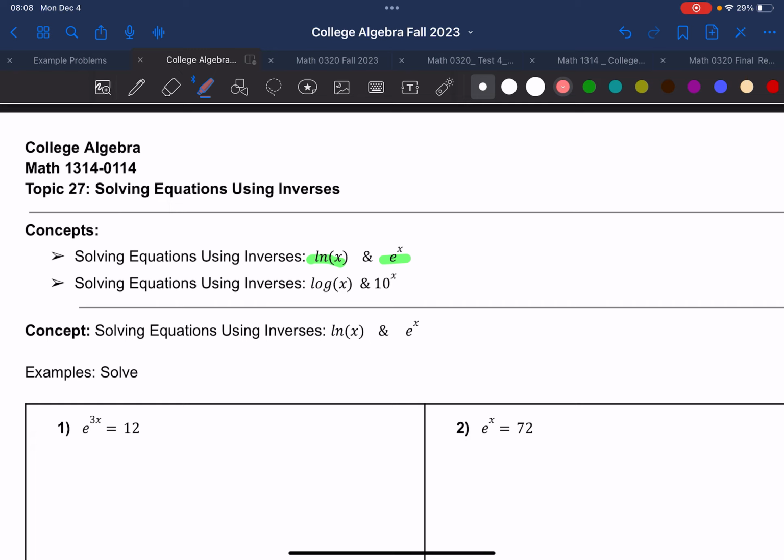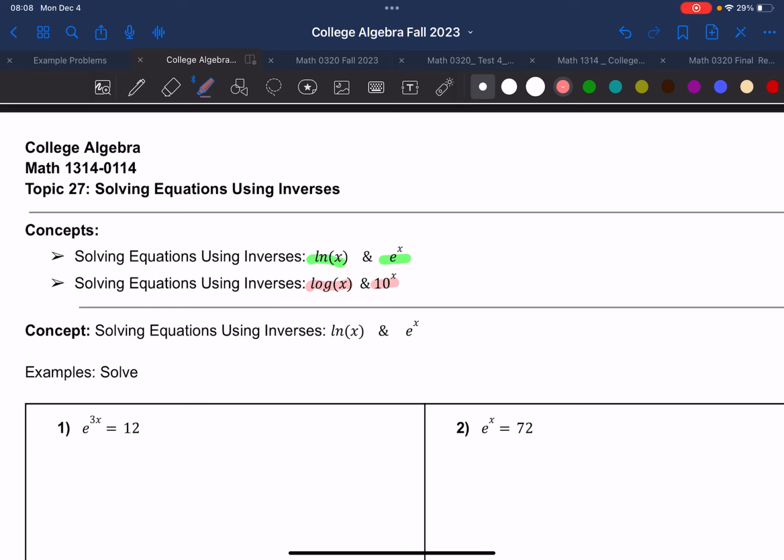And then for log of x, the inverse of that is 10 to the x. So again, we're just using these functions in order to solve for x. So remember, they cancel each other out so we can get to x and then solve for the equation. So in the first concept, we're solving equations using natural log of x and e to the x.